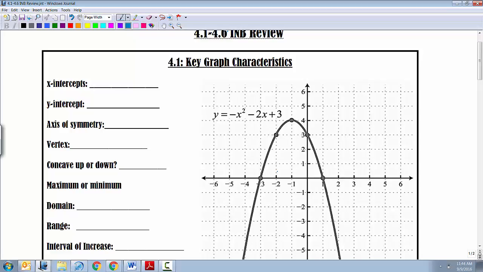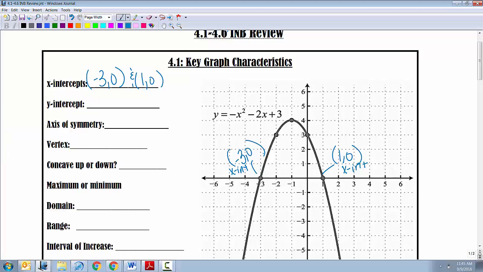-3 and 1. So you have two x-intercepts. I have -3, so -3, 0. And I have 1, 0. Those are my x-intercepts. So -3, 0, and 1, 0. Write what I write. Sometimes I write bigger, and you can even put in x-intercept so that you know when you go back. Awesome. Who knows the y-intercept?